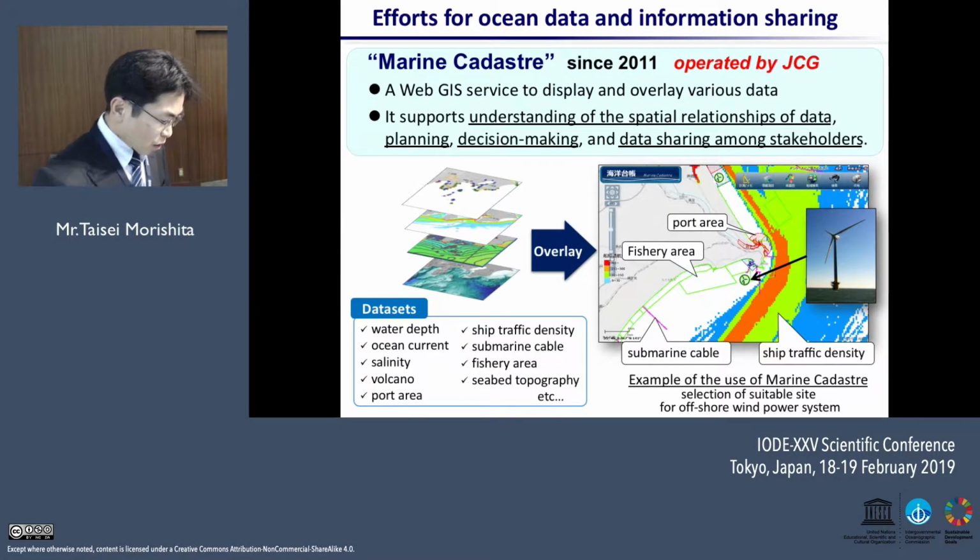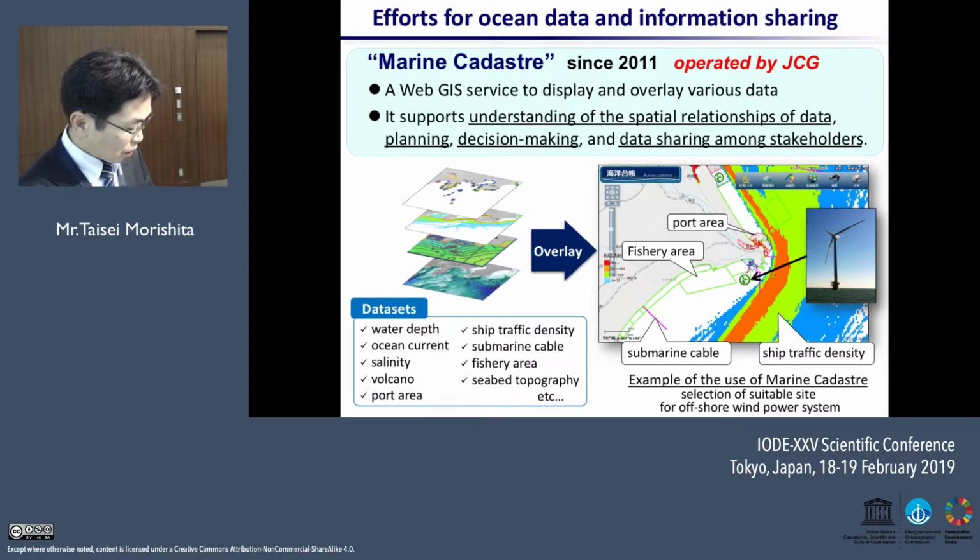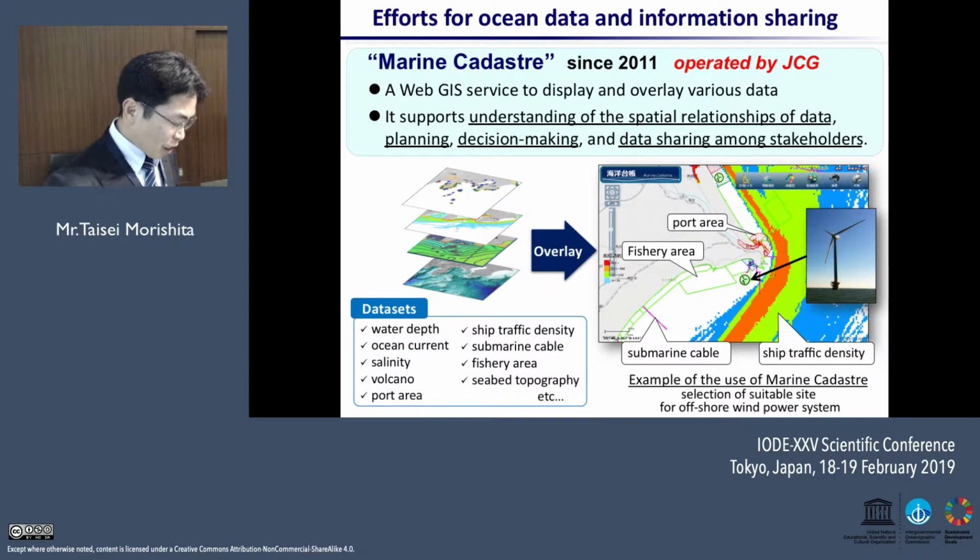Then, as the next step, JODC, Japan Coast Guard started a web GIS service, Marine Cadastre, in 2011. It is a kind of MSDI in Japan, and without special skill for data visualization, it can display and overlay various information that users want. For this service, JCG has made great efforts to gather information from other agencies, local governments, and private sectors.